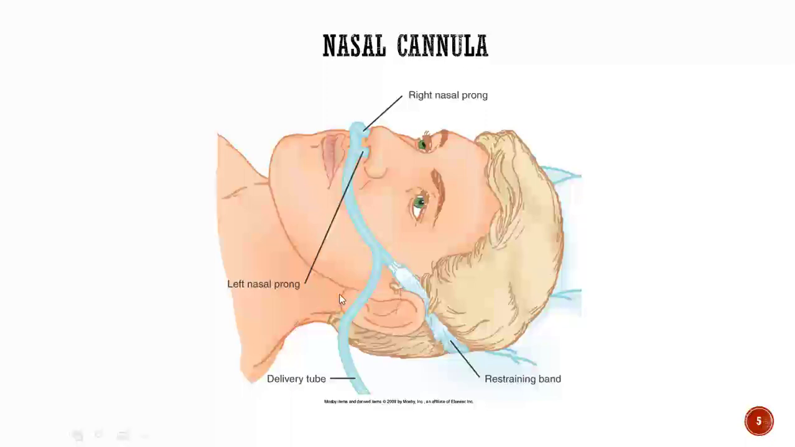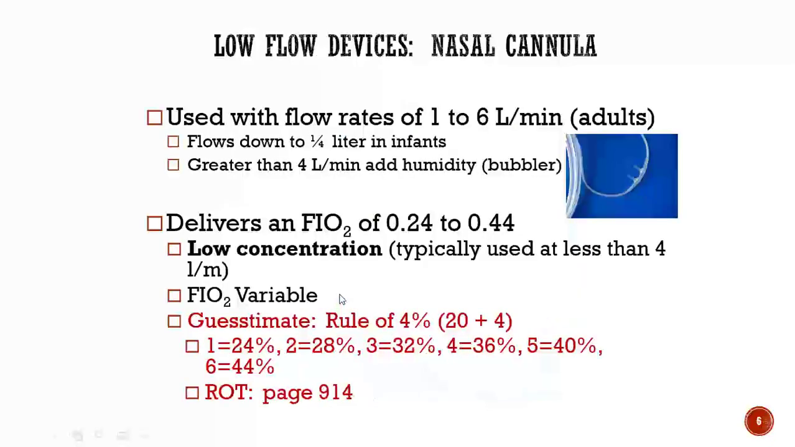So this is just a picture of the nasal cannula. Nasal cannulas are usually used with flow rates of 1 to 6 liters per minute in adults. You don't want to go up more than 6 liters on a standard nasal cannula because it starts to get pretty uncomfortable. In infants, you can get flows as low as a quarter liter. Anytime you're on more than 4 liters per minute in an adult, you want to add humidity, and it's called a bubbler, and we'll see those in labs.